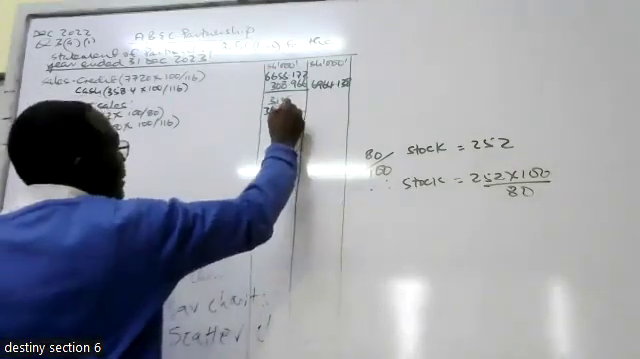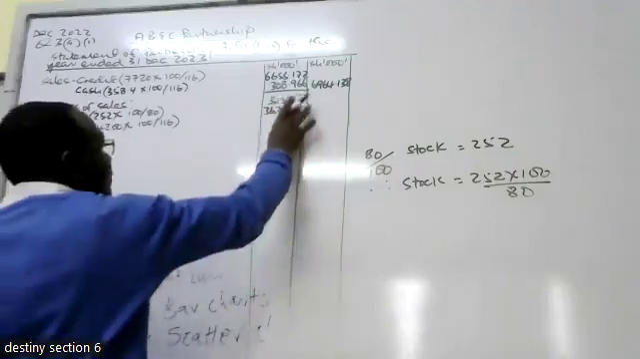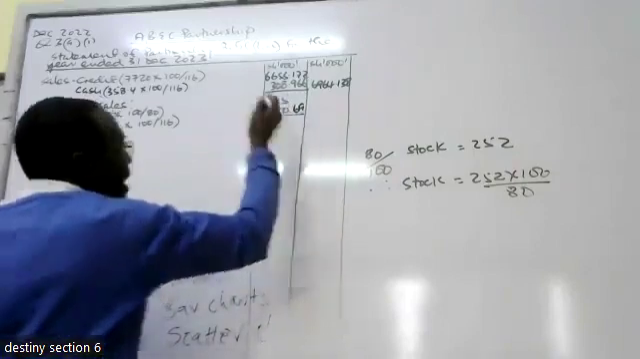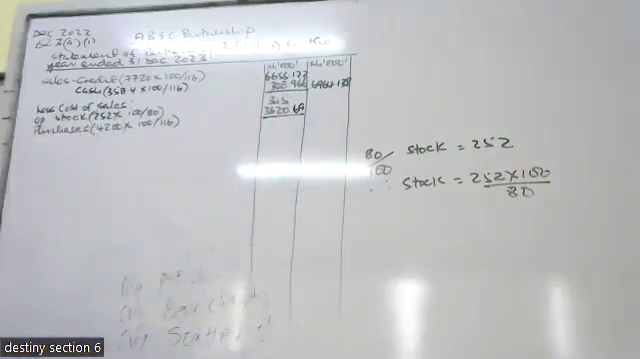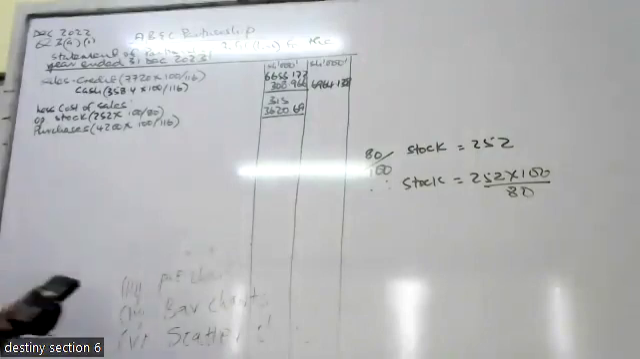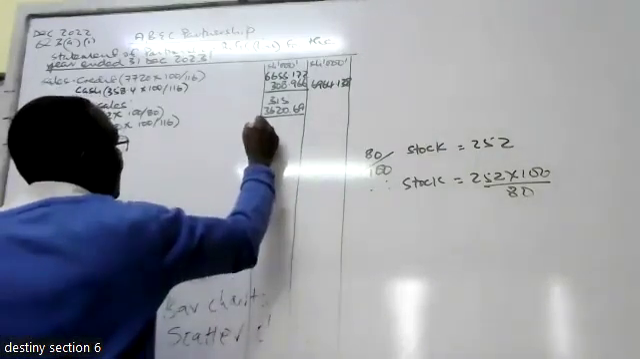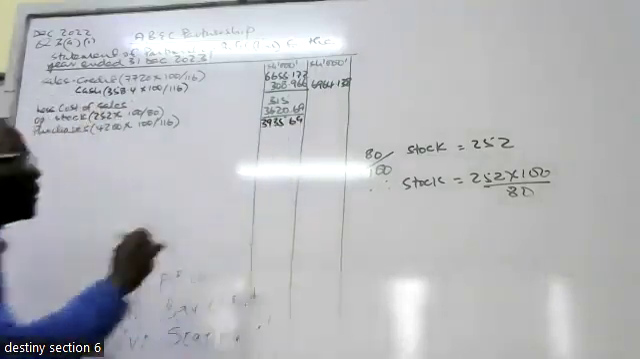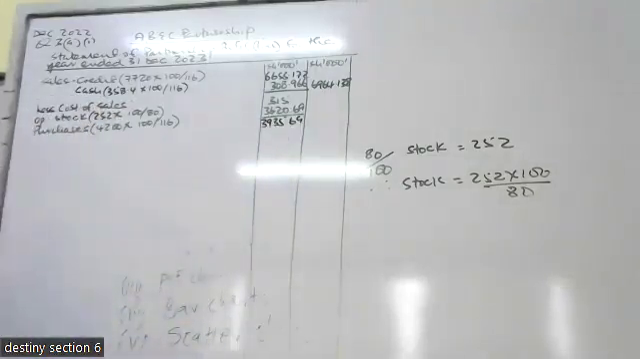3620.69. Then we add to the opening stock: 315 add 3620.69, we get a result of 3935.69. Then we lessen our closing stock.